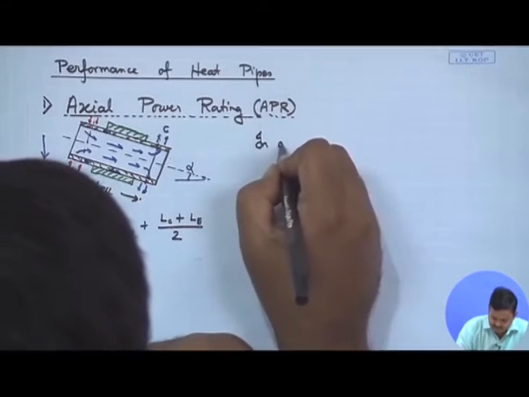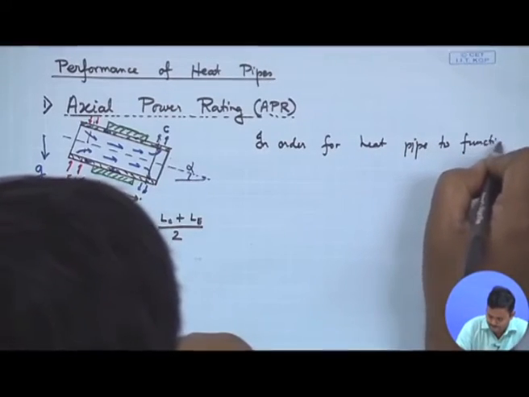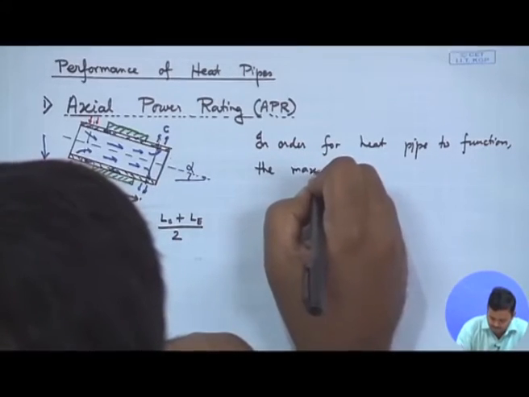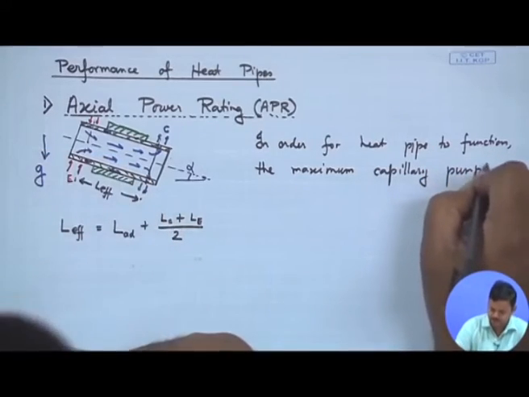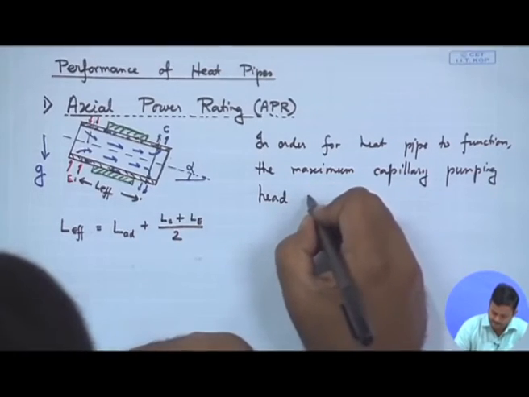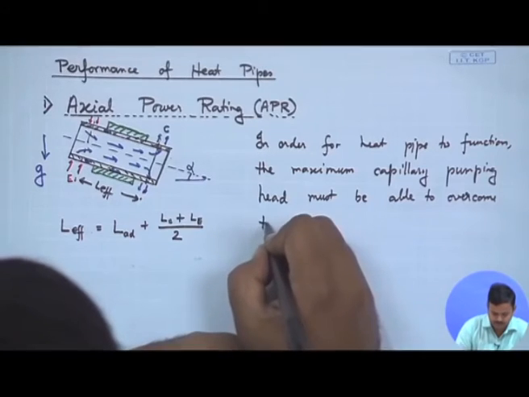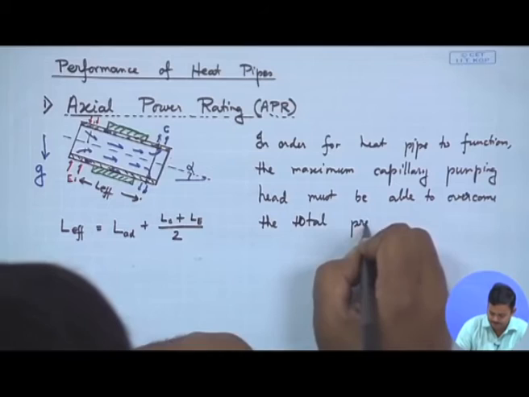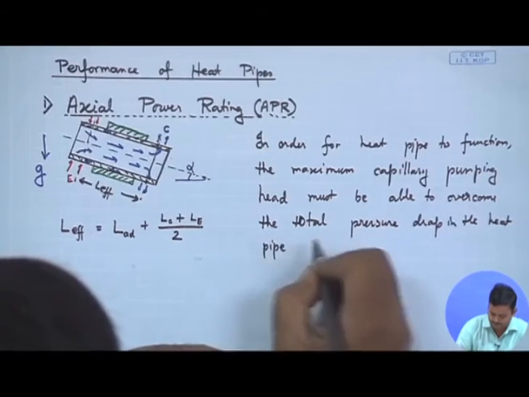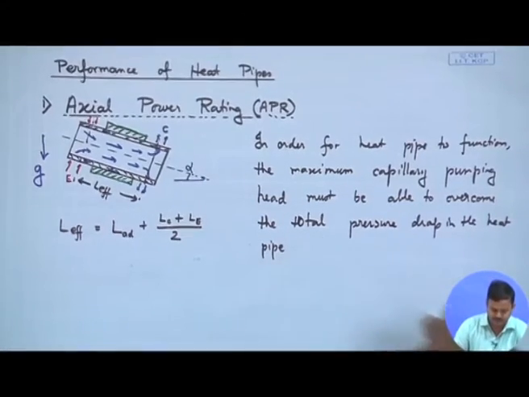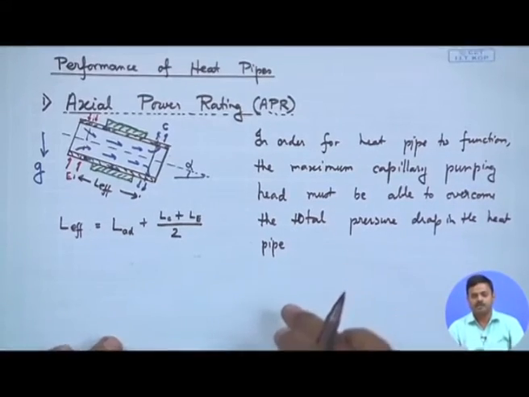Let me just end this by saying that in order for a heat pipe to function, the maximum capillary force, or capillary pumping head, must be able to overcome the total pressure drop of the fluid in the heat pipe. And what is it that constitutes the total pressure drop in the heat pipe? That is what we are going to see in the next lecture.